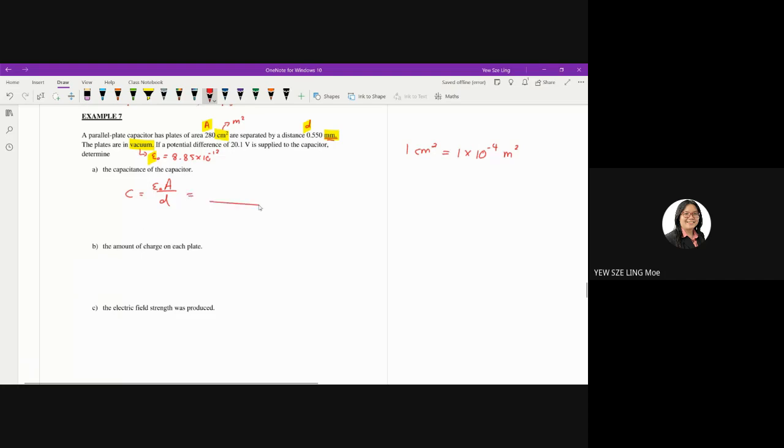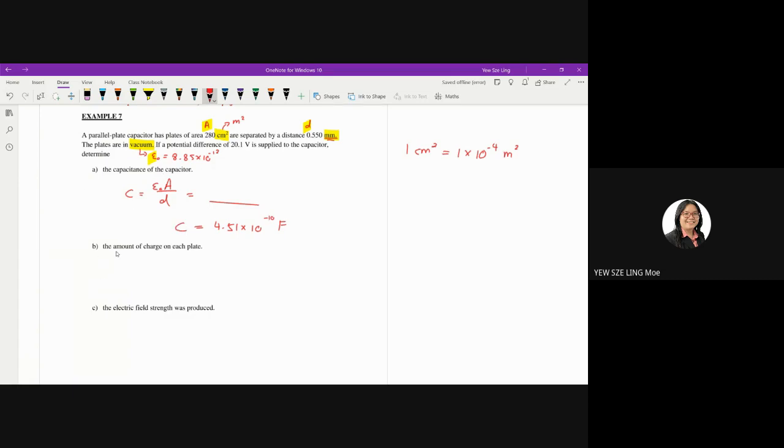So if you plug in the values, you should obtain 4.51 times 10 to the power of negative 10 farad. That is the answer for question A.